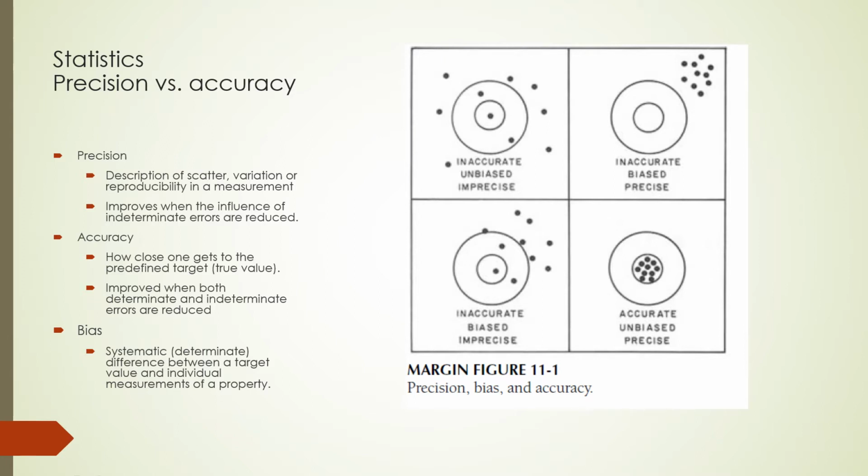Accuracy is how close one gets to a target value. You can improve the accuracy of experimental results by reducing the influence of both determinate and indeterminate errors. Indeterminate error implies the result of a measurement may be different if the measurement is repeated. Bias occurs when determinate errors contribute to a reduction in accuracy of a set of measurements.